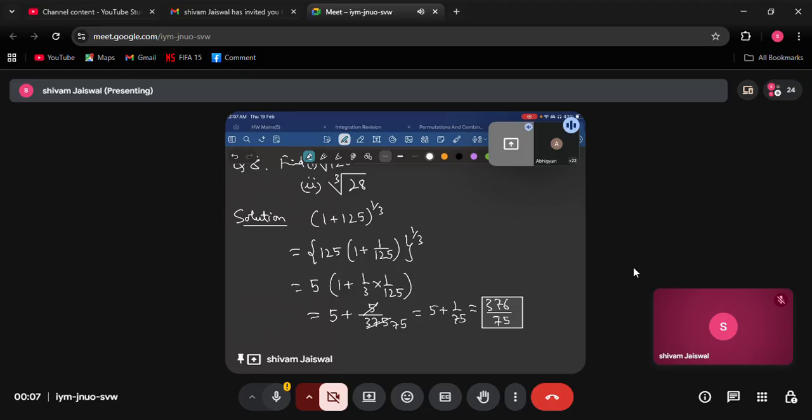Protya, what have you written? Why 3 into 1 minus? Why is it negative? You are making some mistake. Protya. Yes.